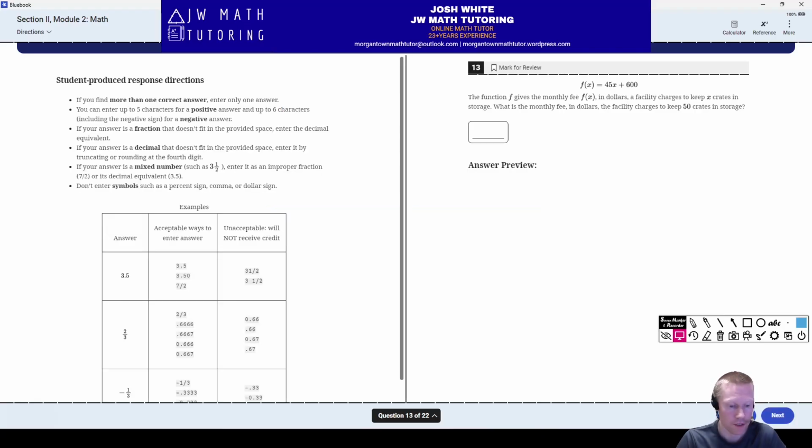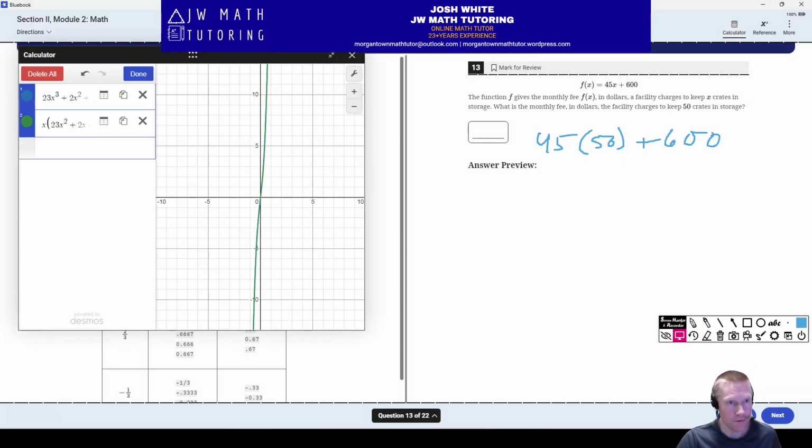Next up, number 13. All you're doing here for this problem is basically plugging in 50 for x and then seeing what the output, or the y, or the f of x is. So $45 times the 50 crates plus the $600 initial charge should give us a total amount of, I believe it is $28.50.